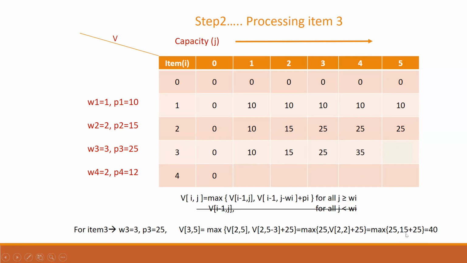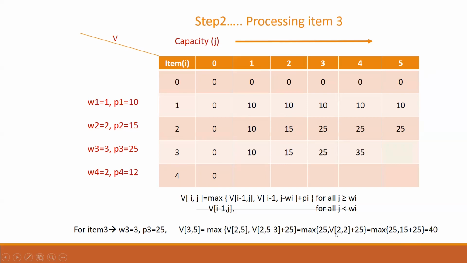Yes. So what does this mean? If you fill this item 3, the profit is 25. What does this 15 mean? The knapsack capacity is 5. Item 3's weight is 3. So the remaining space in the knapsack is 5 minus 3, which is 2. So there are 2 kg left out. For these 2 kg left out, the maximum profit that can be used is 15. So that is what we are filling here.